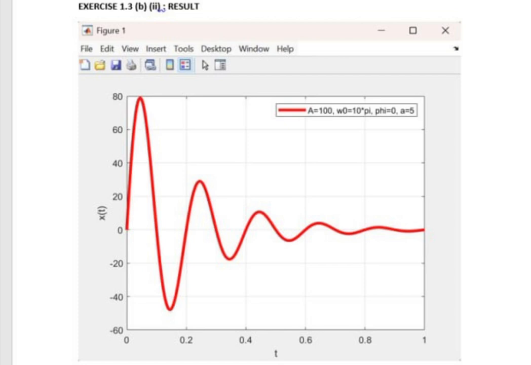The angular frequency 10 pi controls how fast the wave oscillates, while the phase shift 0 means the wave starts from its normal position without any horizontal shift. So, this graph proves that damping causes the wave amplitude to decrease over time. Because the damping value is high, the signal fades quickly and the oscillation becomes weaker in a short period. This shows that stronger damping causes faster energy loss in the system.